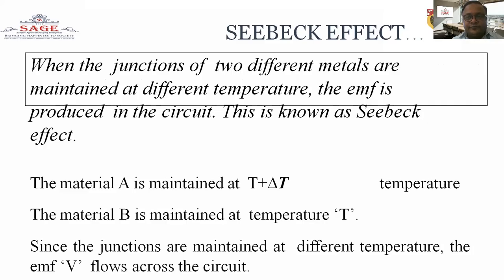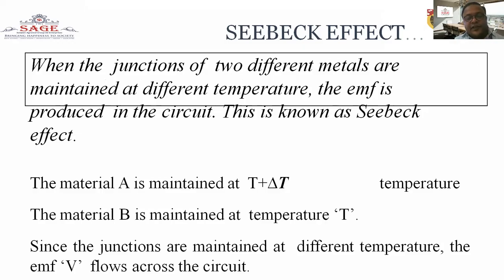Seebeck effect. When the junctions of two different metals are maintained at different temperatures, an EMF is produced in the circuit. This is known as the Seebeck effect. Material A is maintained at T plus delta T, and material B is maintained at temperature T. Since the junctions are maintained at different temperatures, the EMF V flows across the circuit.